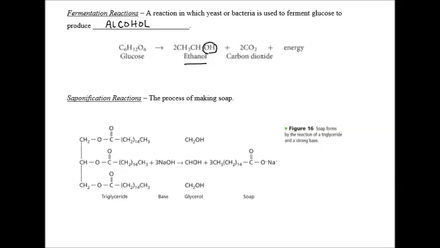So it's kind of interesting that with fermentation, if you were to take grapes and ferment them, you would get wine. If you took potatoes and fermented them, you would get vodka. Corn would make whiskey. And hops would make beer.